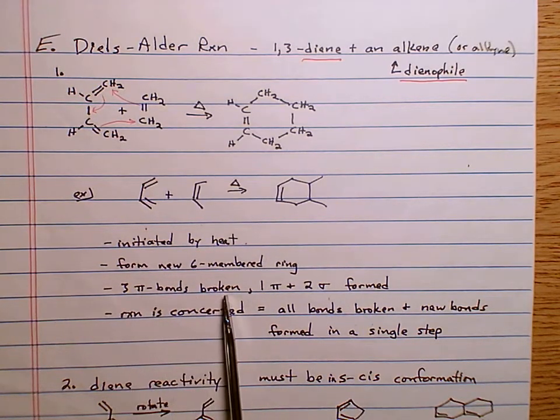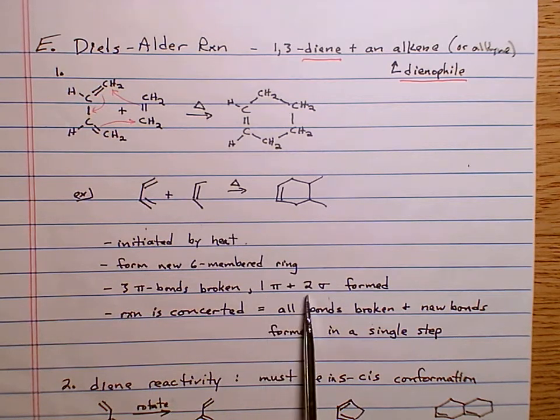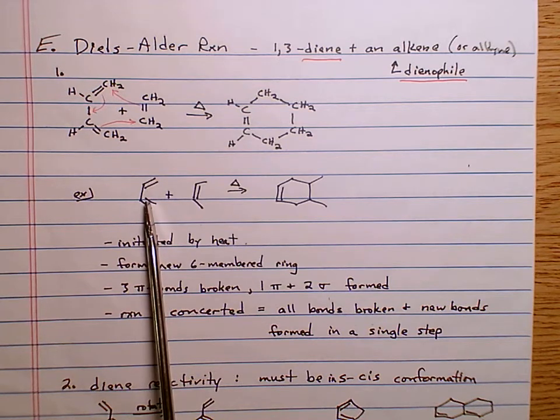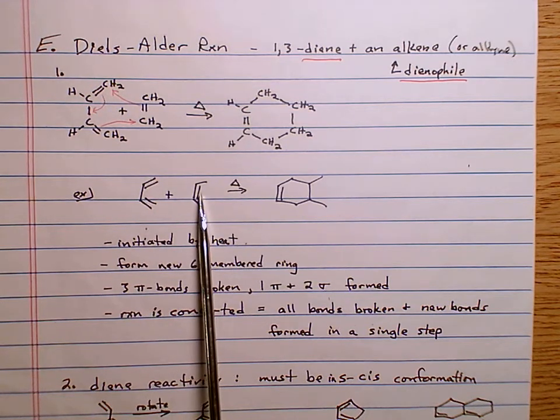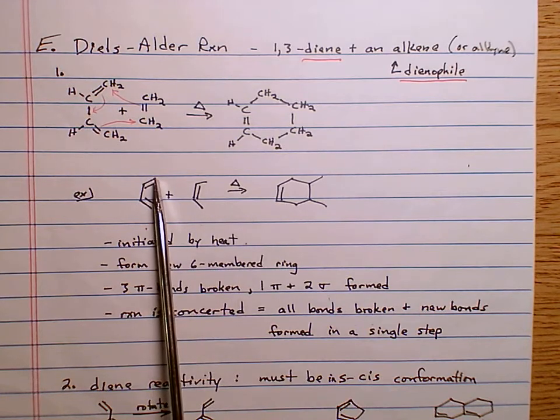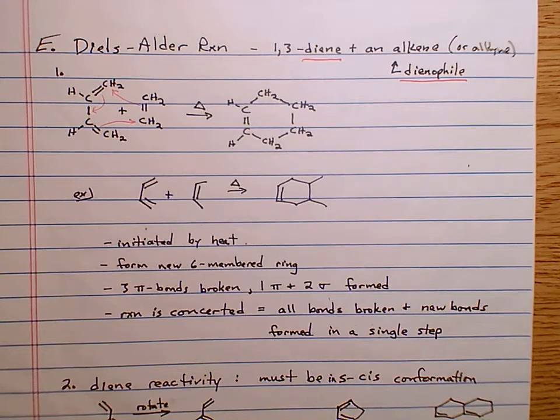3 pi bonds are broken. 1 pi bond and 2 sigma bonds are formed. This pi bond gets broken, this pi bond gets broken, this pi bond gets broken. We form a new pi bond here and a single bond between these two carbons and those two carbons. All right. And all bonds are broken and the new bonds are formed in a single step. This is just one step. All breaking and bond making happens at the same time.